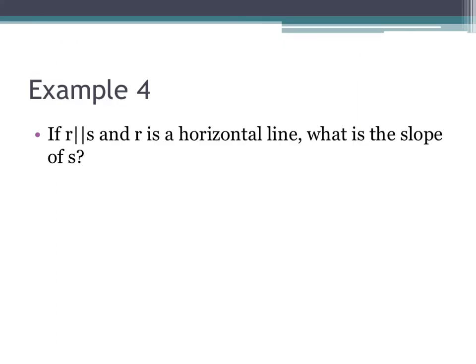Okay, example. It says if R is parallel to S, so that should tell me right away that R and S have the same slope because they're parallel. And if R is a horizontal line, what is the slope of S? So here's where you're memorizing that horizontal lines have a slope equal to 0, or m equals 0, either way.